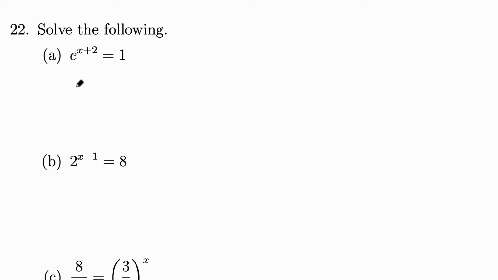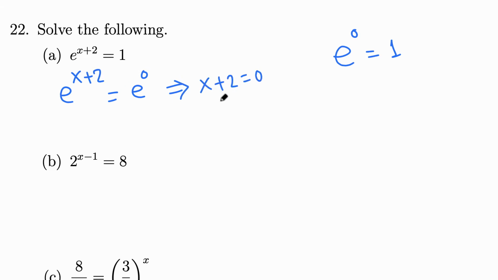Solve the following. In part A, we have e raised to x plus 2 equals 1. We know that any number raised to 0 is 1, so 1 can be written as e raised to 0. So e raised to x plus 2 equals e raised to 0. Now we have the same base, so this implies x plus 2 equals 0. Subtract 2 from both sides, so x equals negative 2.